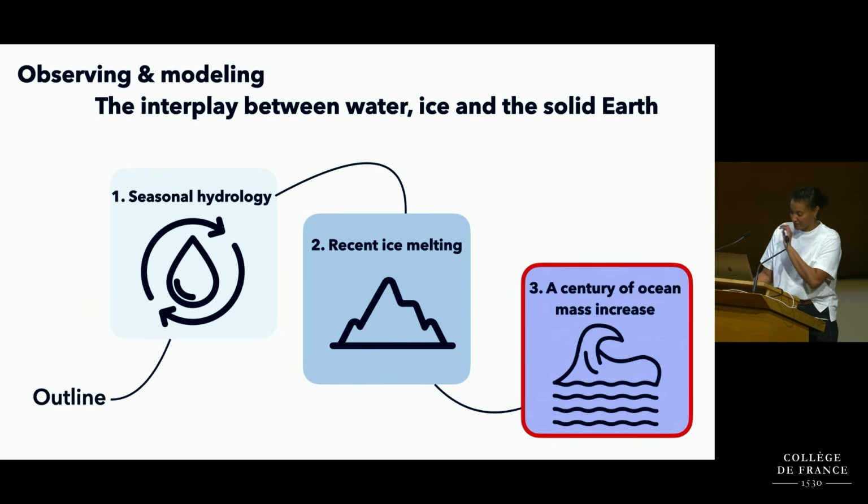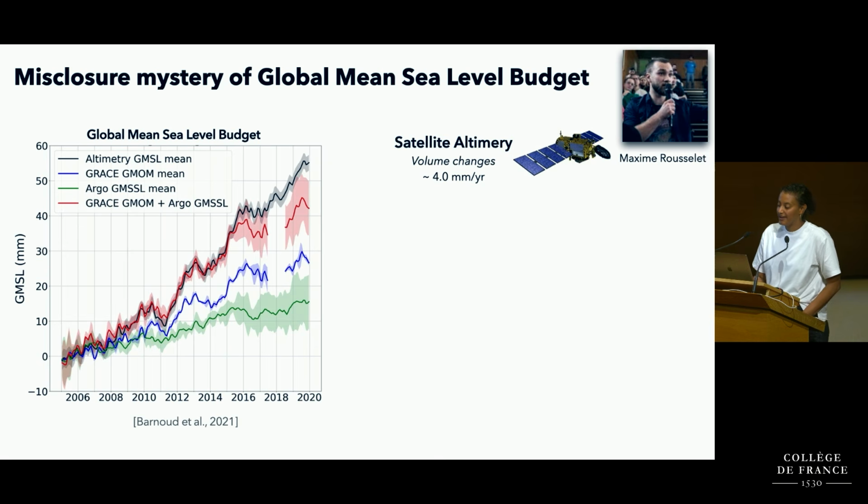Okay, so for the last part, quickly, I will go through a century of ocean mass. And for this, I will show something that is more related to climate. Again, the global mean sea level observations over the past decades, and how we have a misclosure mystery. So I'll explain that in a bit.